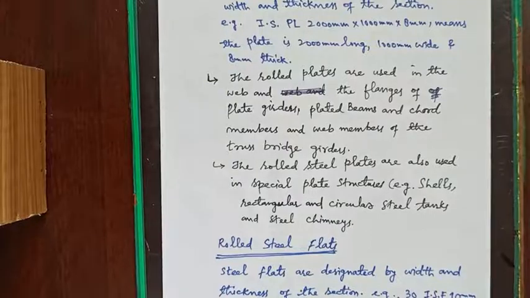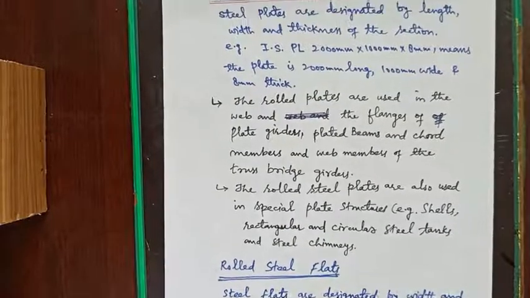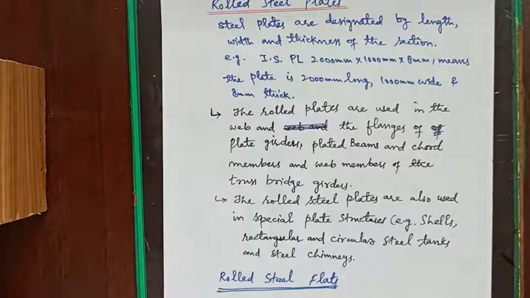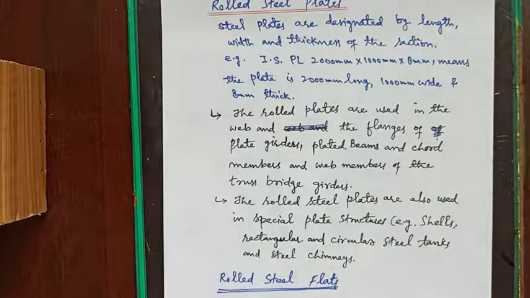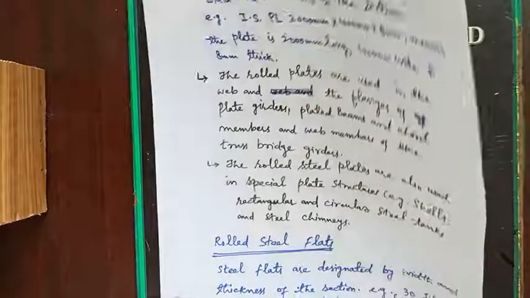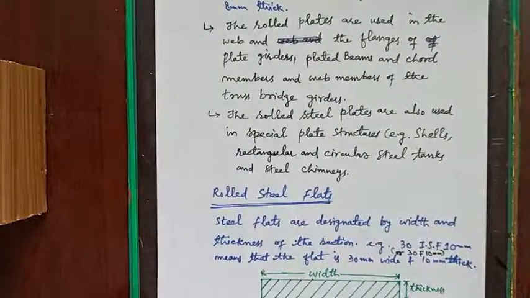Then we have rolled steel plates. Steel plates are designated by length, width and thickness of the section. For example, ISPL 2000 by 1000 by 8 means the plate is 2000 mm long, 1000 mm wide and 8 mm thick. The rolled plates are used in the web and flanges of plate girders and plate beams and chord members and web members of truss bridge girders. The rolled steel plates are also used in special plate structures, for example, shells, rectangular and circular steel tanks, and steel chimneys.